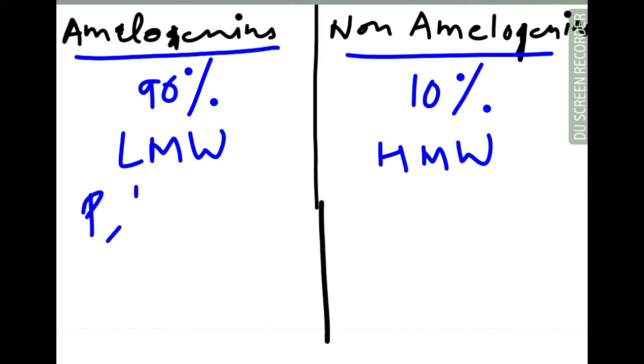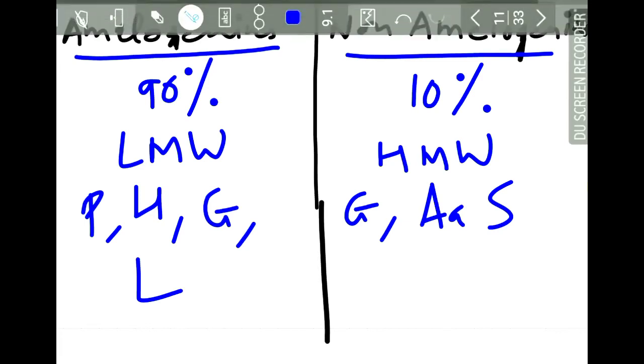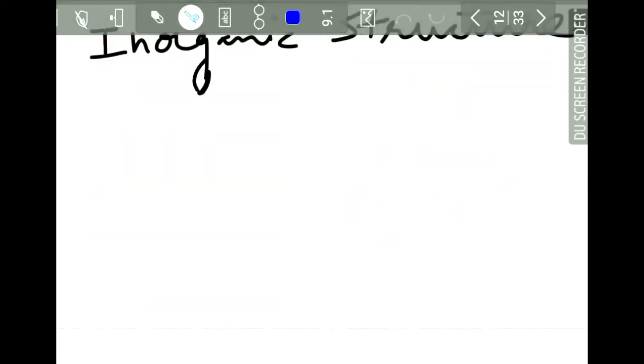Amelogenins are rich in proline, histidine, glutamine, and leucine, while non-amelogenins are rich in glycine, aspartic acid, and serine. Some examples of non-amelogenins are enamelin, tuftelin, and ameloblastin. All these questions are asked in viva, so students, please remember all this.